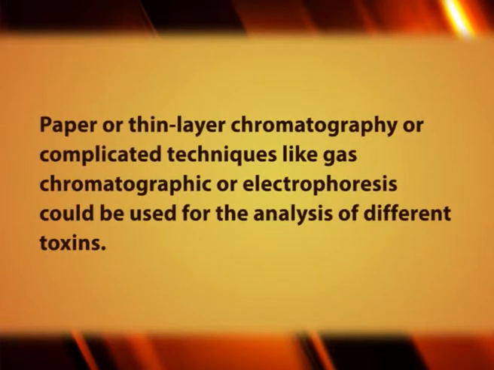So, such tests may be as simple as a color test, or they may involve different instrumental methods ranging from simple to complex ones. Paper or thin layer chromatography or complicated techniques like gas chromatography or electrophoresis could be used for the analysis of different toxins. In death cases due to unknown cause, samples of the victim's blood, lungs, urine, stomach content and vitreous humor are examined for traces of poisons, etc.